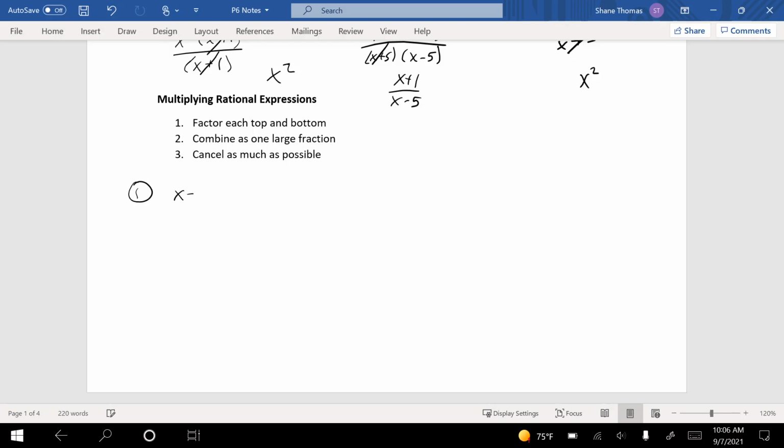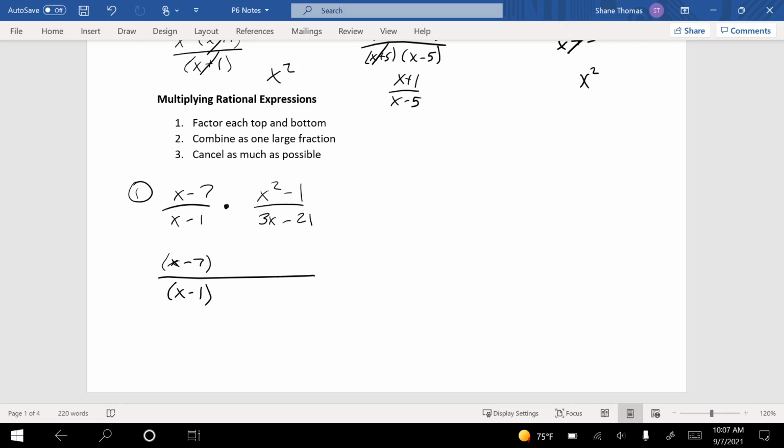So let's look at one here: x minus 7 over x minus 1 times x squared minus 1 over 3x minus 21. And they're not always all going to factor either, so keep that in mind as well. Looking at the left side, x minus 7 over x minus 1, it doesn't really factor, does it? No. So I'm going to make my giant fraction, and I'm going to write those 2 in there, because they can't factor.